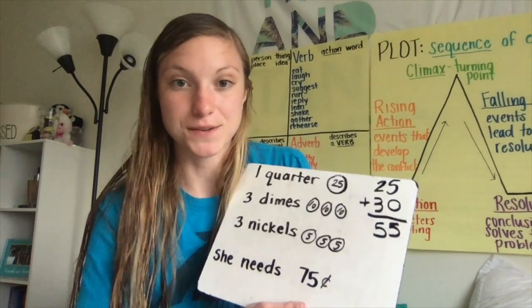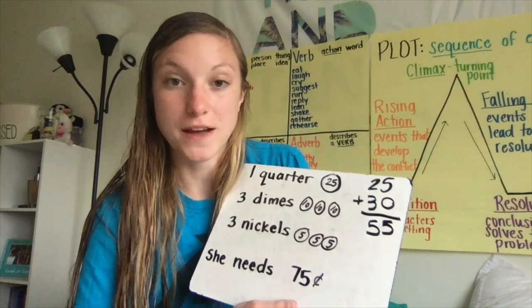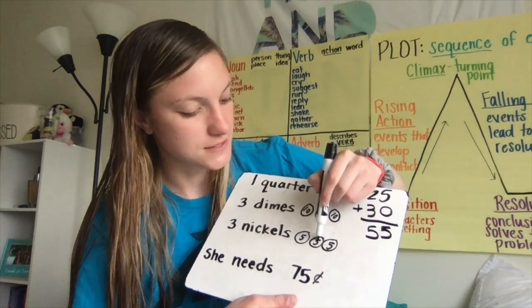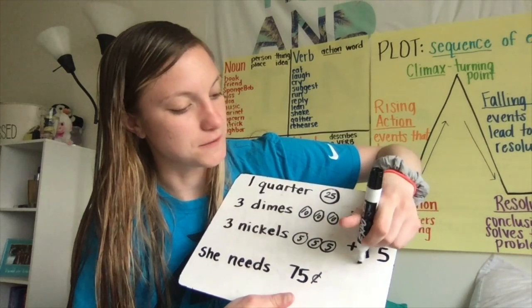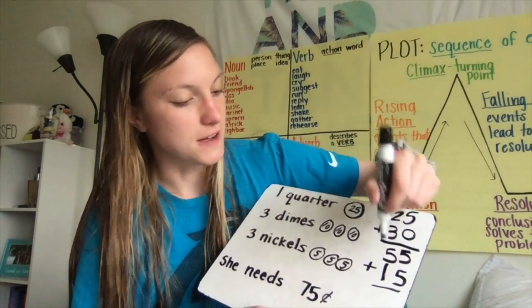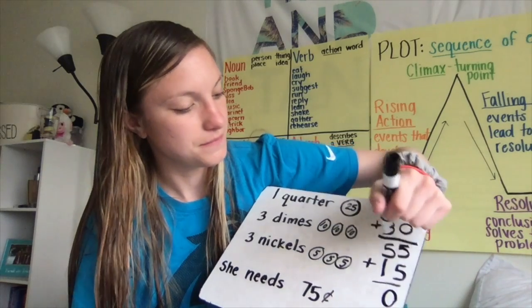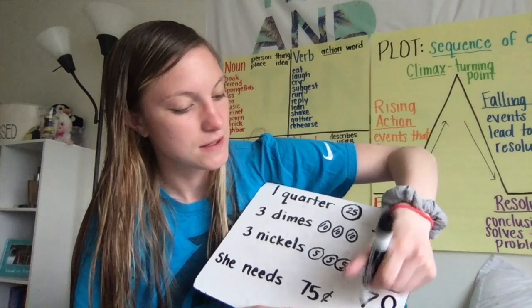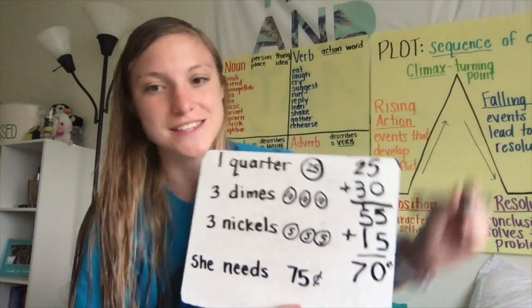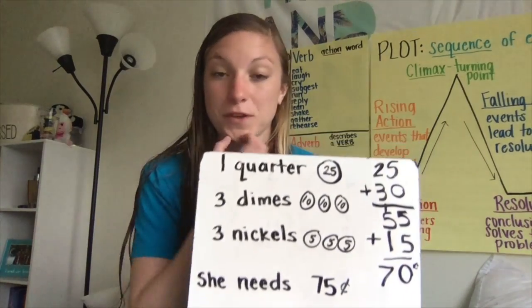Now we need to add the nickels. And there's 3 nickels, and each one is worth 5 cents. So this is 5, 10, 15. So we'll add 15 to the 55 we just found. 5 plus 5 is 10. Carry the 1. 1 plus 5 plus 1 is 7. So I know that she has 70 cents with her coins.